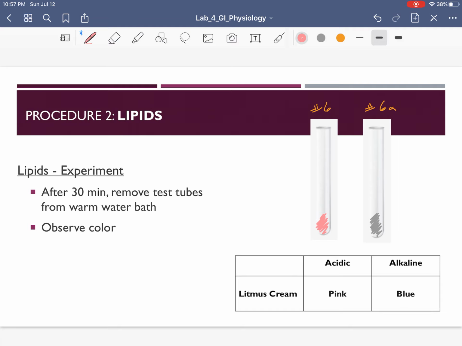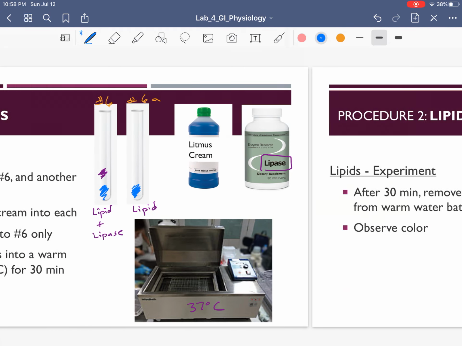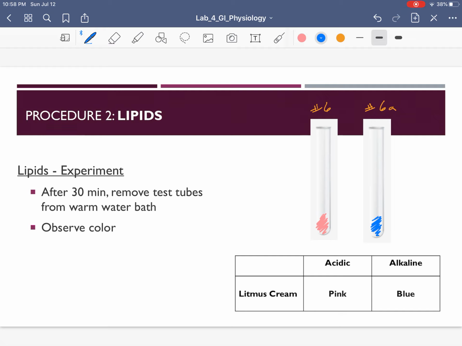Oh, I knew I was making a mistake, and I apologize. This is going to stay blue. I'm confusing different ones, and I apologize for that. This is going to stay that blue color. Okay, they were both blue going in, right? When they come out, 6A is still going to be blue, but test tube 6 is going to be a more pink color. And we may remember, test tube 6A was our lipid only, but test tube 6 was our lipid plus the enzyme lipase.